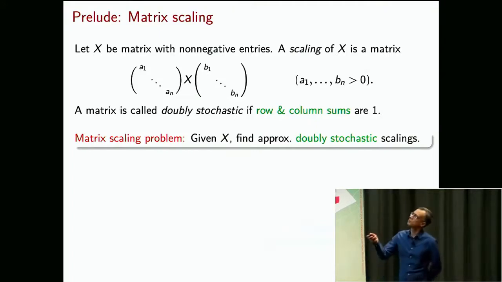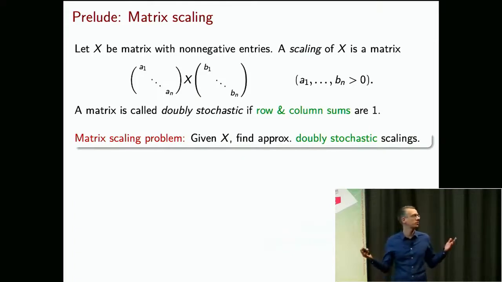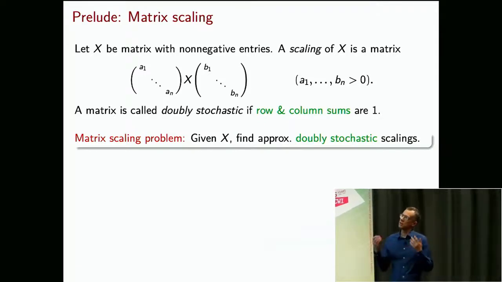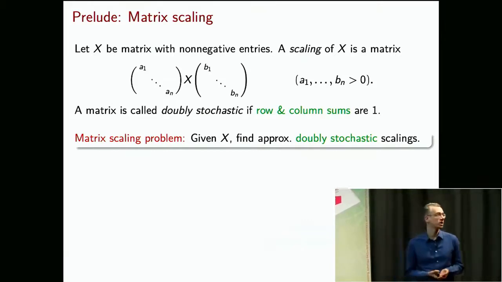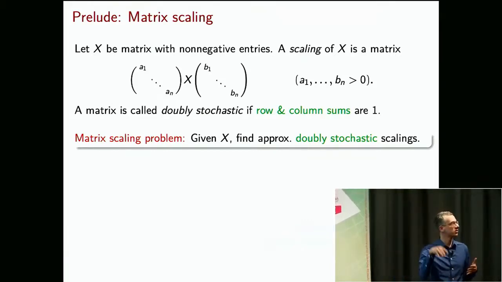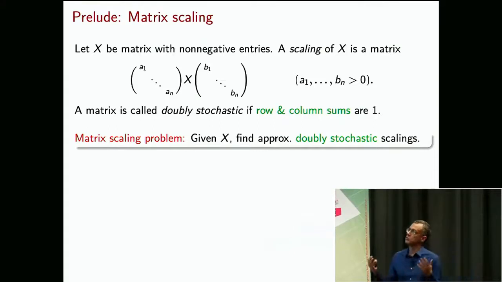So suppose we have a matrix with non-negative entries, X. Then we say a scaling of this matrix is simply another matrix that we get by rescaling all the rows by some numbers a_i and rescaling all the columns by some numbers b_j. Okay. That's the definition of a scaling. Another definition that we like is we say a matrix is doubly stochastic if its row sums are all 1 and if its column sums are all 1. Okay. So these are nice definitions.